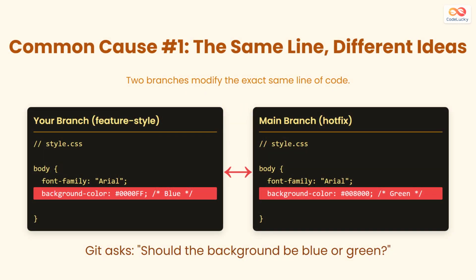The most frequent cause of a conflict is when two branches have different changes on the exact same line of a file. For example, imagine you change a background color to blue in your branch, while another developer changes it to green in the main branch. Git can't read your minds, so it stops and asks, should the final color be blue or green?